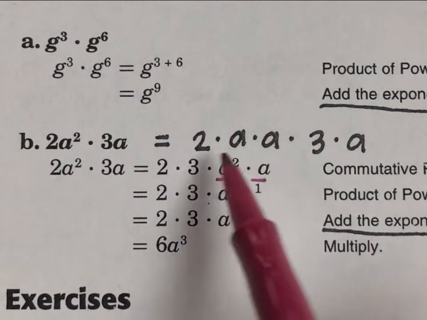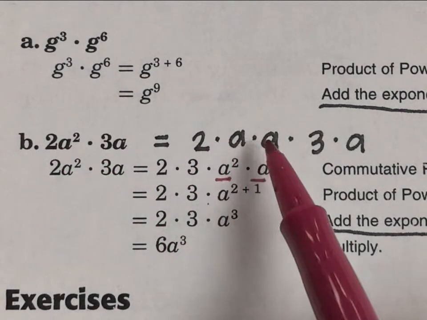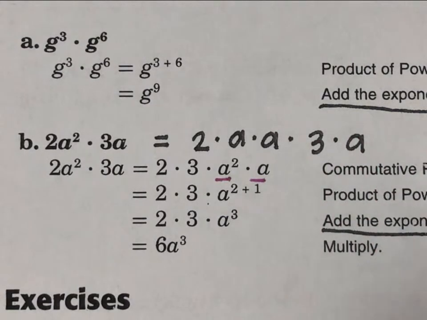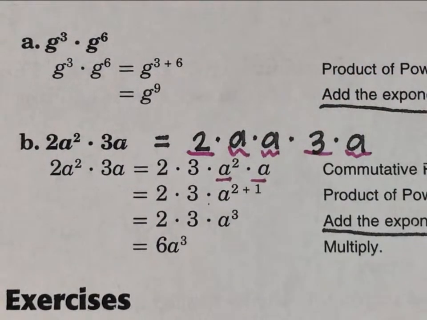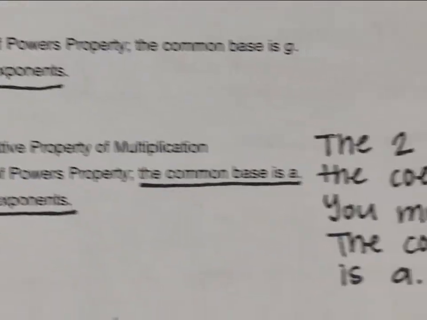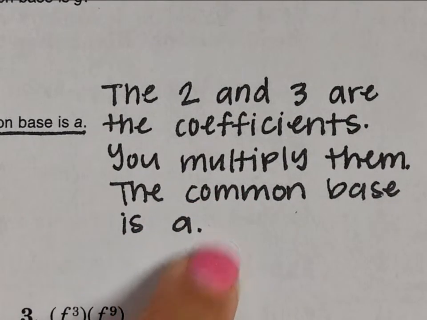Or, like before, you can write out exactly what it means. So 2a squared means I have 2 times a times a, and 3a would be 3 times a. Once you combine those, 2 times 3, you still get 6. And then how many a's do I have? 3, so it's a to the 3rd power. Okay. Any questions? Anytime that you have coefficients, all you are doing is multiplying the coefficients, and then the common base is whatever variable you have. Okay.